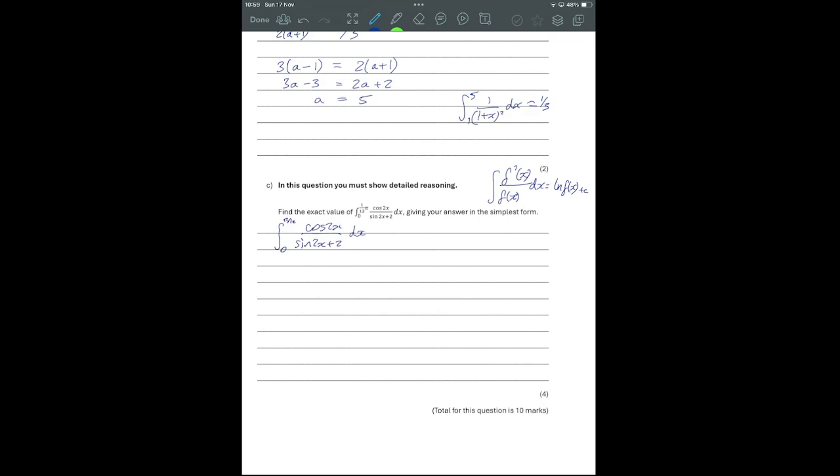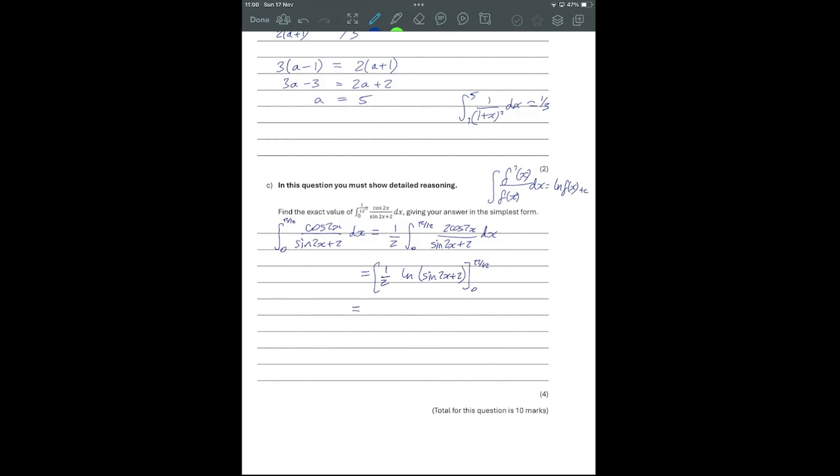If I differentiate that, I should expect 2 cos 2x, but I don't have the 2. So I'm going to put it in, but to put it in I need to correct by it. So I'm also going to put a half out in front. And now this simply integrates to a half ln sine 2x plus 2 between those limits. And now we sub our limits in.